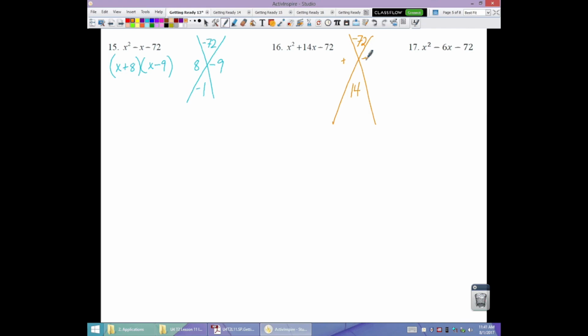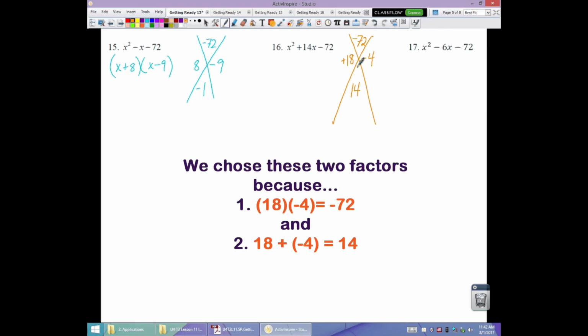So start dividing by other small numbers, like 72 divided by 2. That's 2 times 36. So those aren't different by 14. Does 3 go into 72? You try dividing, 72 divided by 3 is 24. But 3 and 24 also are not different by 14. How about 4? 72 divided by 4 is 18. There it is. So we want a positive 18 and a negative 4 because their sum is positive 14. So our factors are x plus 18, x minus 4.